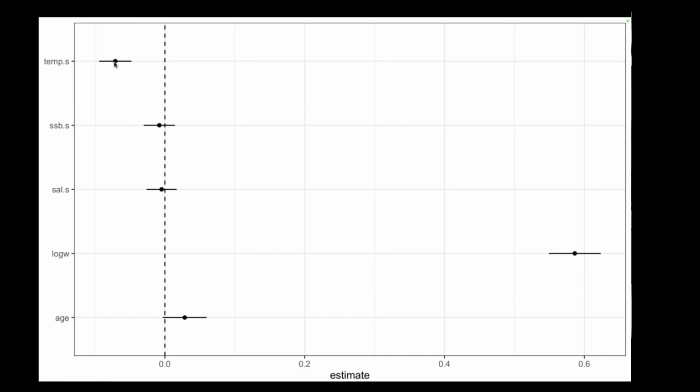Temperature is definitely below 0, so that's saying there's a negative effect of temperature. Having a higher temperature will give you a reduced growth rate. And then SSB and salinity are both overlapping 0, so it seems like there's no significant effect of those. And then these log weight and age, they're not really interesting. They're sort of just the backbone of the model, but it's really these mediating effects of the environment that we're more interested in.